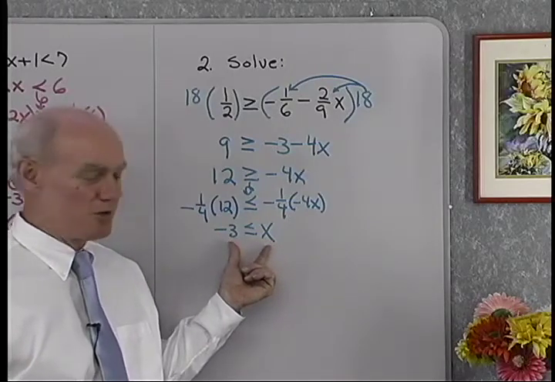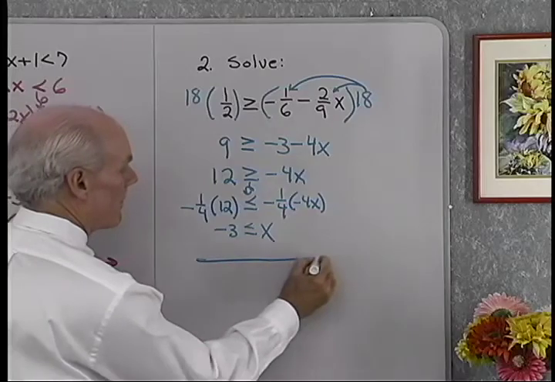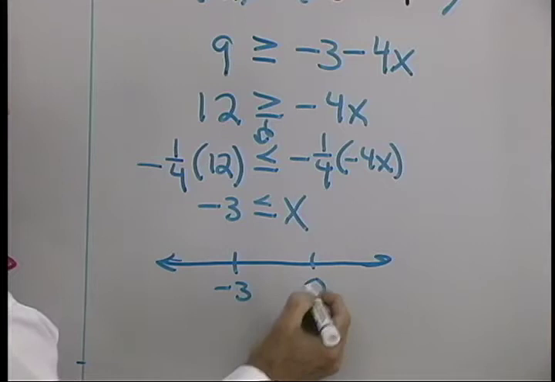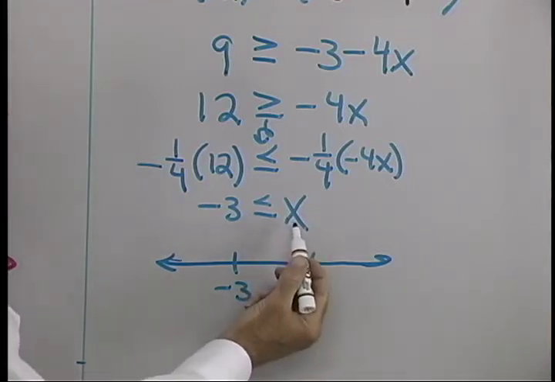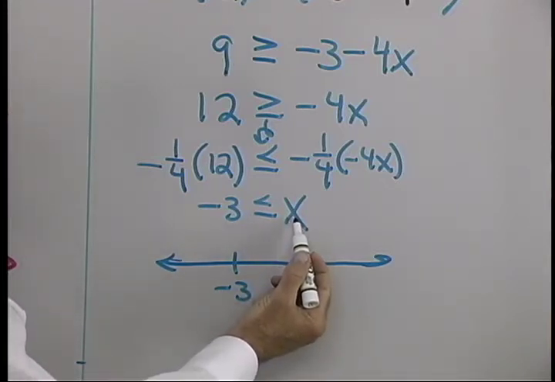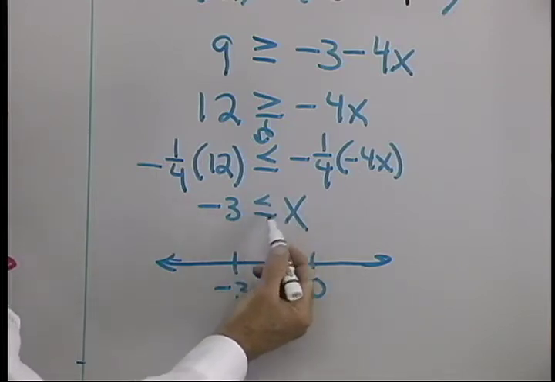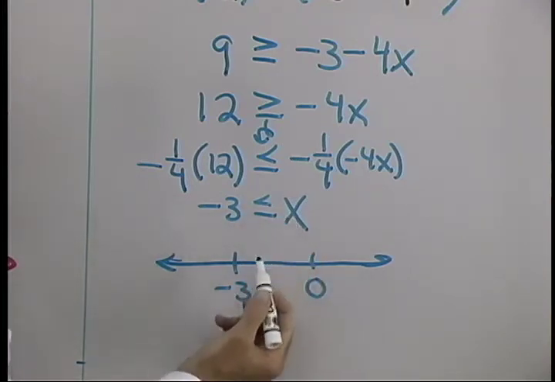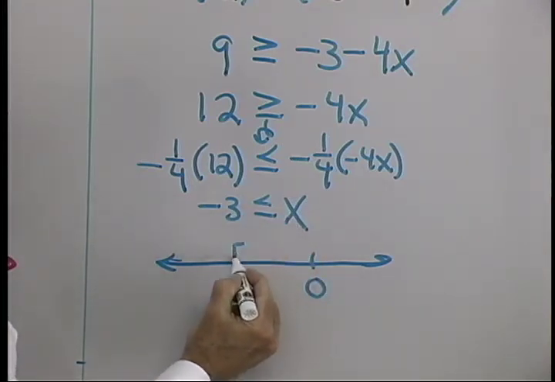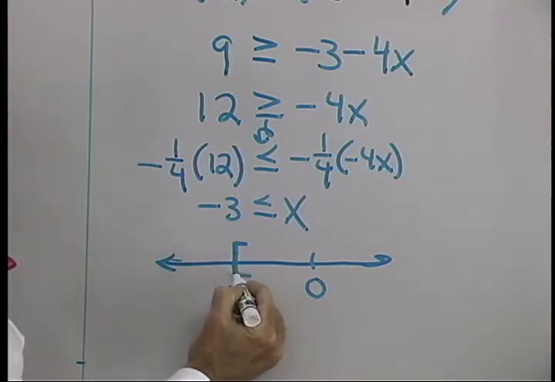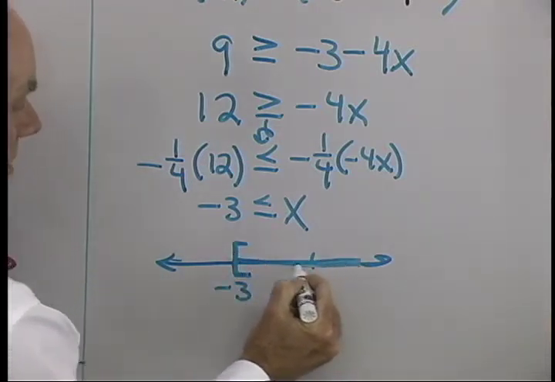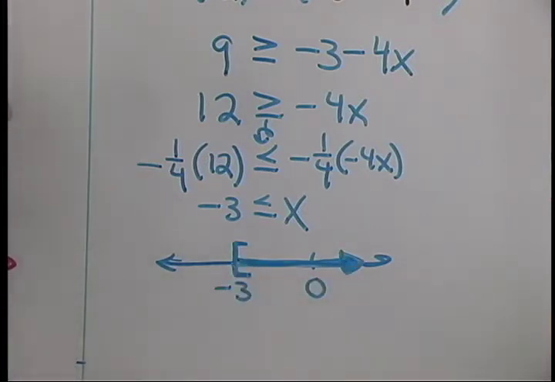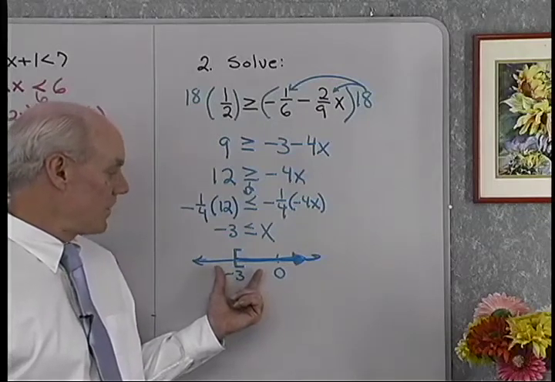I want to graph the solution, so I'll draw my number line. I'll put in negative 3 for the endpoint. I'll put in 0 for reference. I want all the values of x that are greater than negative 3. Remember, the inequality symbol points to the smaller number, so x is the larger number between negative 3 and x. Since negative 3 is included in the solution set, I'm going to use a bracket like this that shows that it's included. And so we go in this direction, and there's the solution written graphically using my number line.